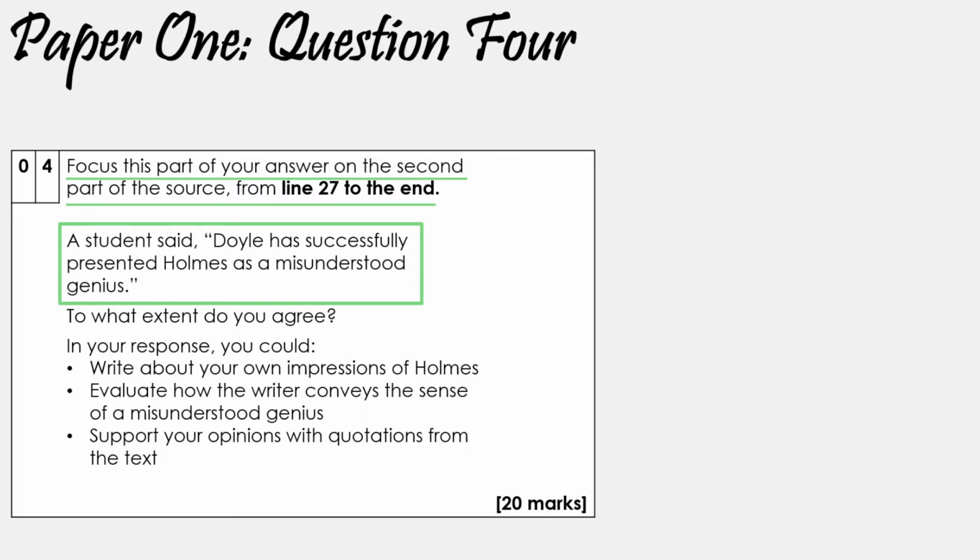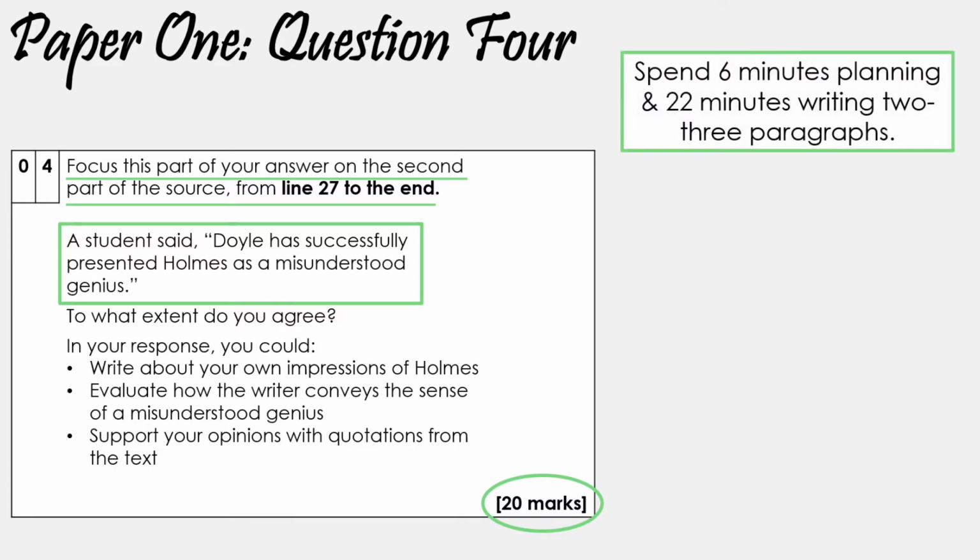So in this example, it's asking how much we agree with the statement that the writer makes Sherlock Holmes out to be a misunderstood genius. It's worth 20 marks, which is 25% of the whole exam paper. Now, because this question is worth the same amount as question 1, 2 and 3 put together, make sure that you give it plenty of time.